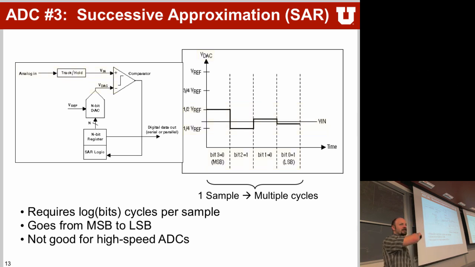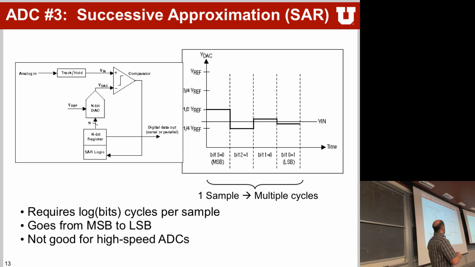Everybody understands this concept? Right? Very simple. You now have a binary search using your DAC. You go higher, lower, higher, lower, higher, lower, until you are at the number of bits that you want, or that your DAC actually provides, and you find your input voltage.